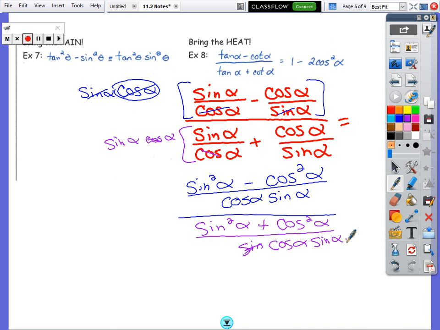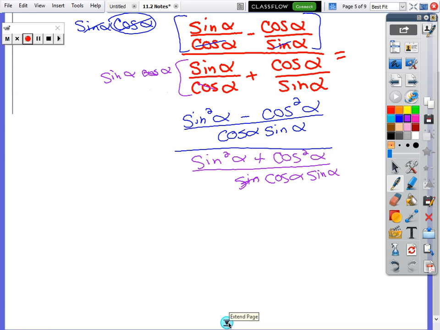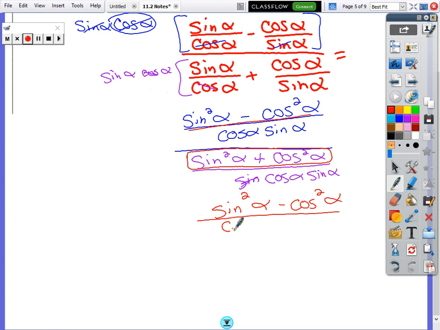Alright. Now, moving forward, in my numerator right here, sine squared minus cosine squared, I can't do anything with that. Down here, in my numerator, I have one of our Pythagorean identities. So we have sine squared alpha minus cosine squared alpha over cosine alpha sine alpha.